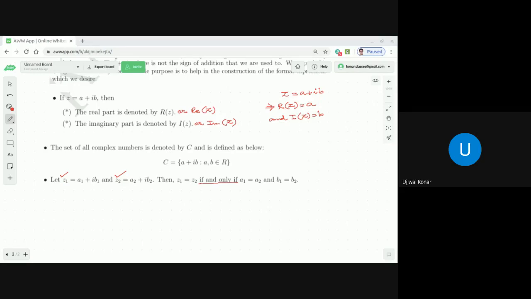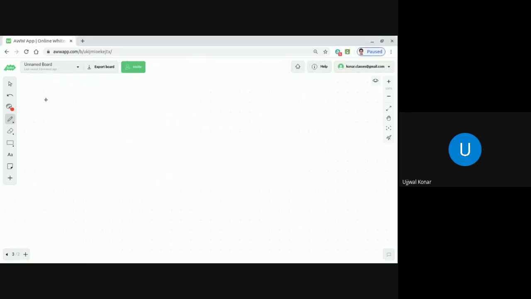Now, what we are going to do is find the square root of a complex number. That is the part of our discussion now, and how to find the square root of a complex number. So let me go to a new page and discuss this.